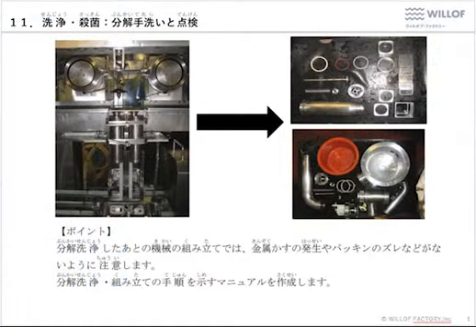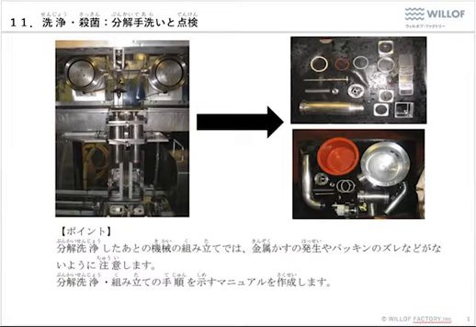Number 11. Cleaning, disinfection, disassembly, manual washing and inspection. When cleaning a machine, disassemble it as much as possible. Food gets into the interior part of the machine. If disassembly and cleaning are not sufficient, microorganisms can be generated and food produced using the machine can be contaminated.